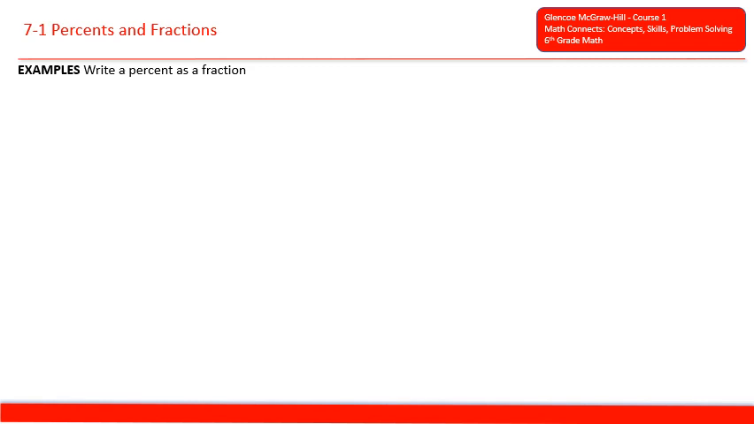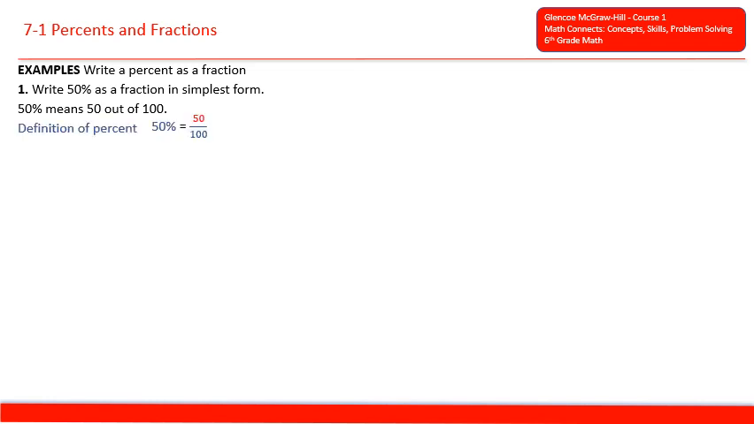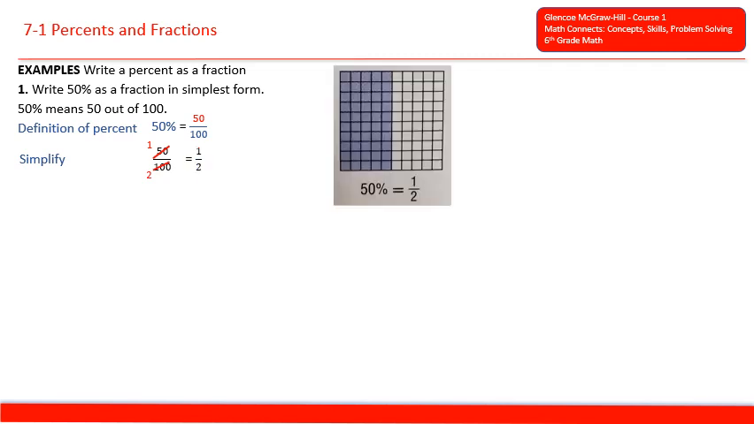Examples, write a percent as a fraction. Number 1, write 50% as a fraction in simplest form. 50% means 50 out of 100. Definition of percent, 50% equals 50 over 100. Simplify. So if we have 50 over 100, we find the greatest common factor of 50. So we have 1 and 2, and it equals 1/2. And in our decimal model, we have a 10 by 10 grid, and 50 of the squares are shaded. So 50% or 1/2 of the squares are shaded.